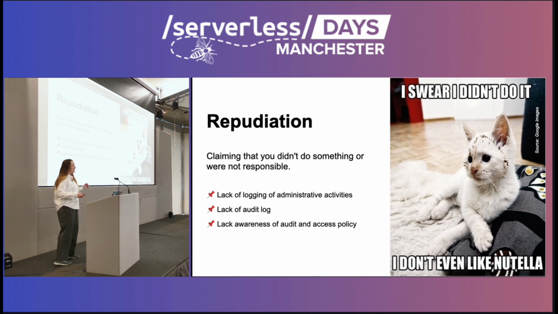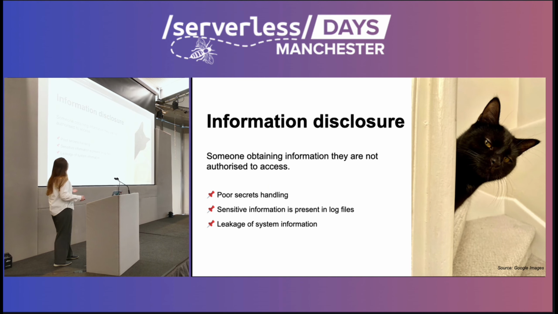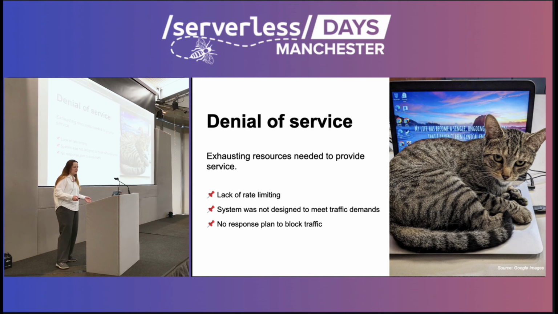Next one is repudiation. It's about claiming that you didn't do something or weren't responsible for that, and it can happen due to lack of awareness or audit and access policies. Next one is information disclosure, and it's someone obtaining information that they're not supposed to have. It can happen due to poor secrets handling or leakage of essential system information.